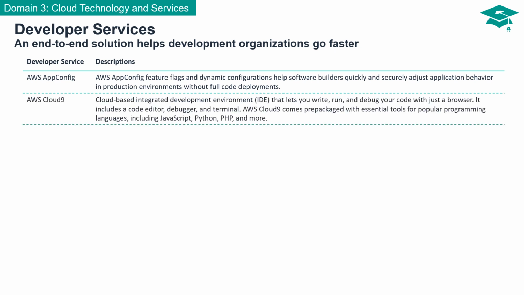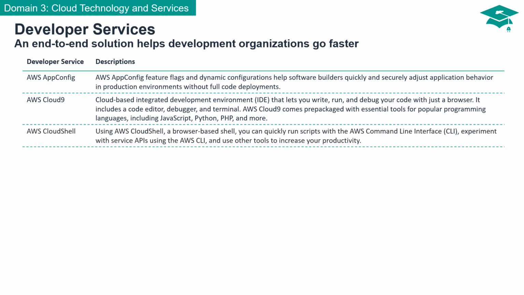AWS Cloud9 is a cloud-based integrated development environment, IDE, that allows you to write, run, and debug your code using just a browser. It comes pre-packaged with essential tools for popular programming languages like JavaScript, Python, PHP, and more. AWS CloudShell is a browser-based shell that enables you to run scripts with the AWS Command Line Interface, CLI, experiment with service APIs, and utilize other tools to enhance productivity, all within the convenience of your browser.